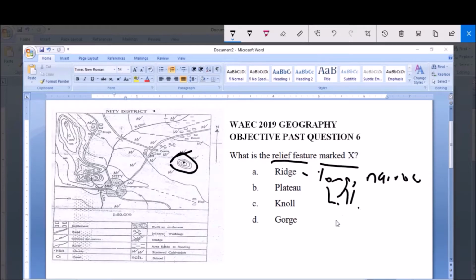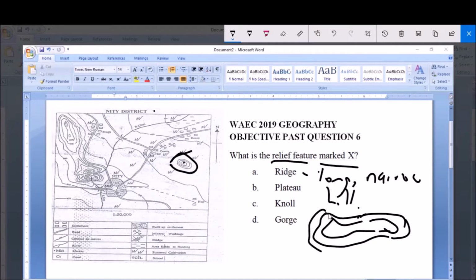It's usually represented by contour lines that are long as well, long rounded contour lines, elongated this way. Then you have a series of them, long and narrow contour lines this way. So that is what a ridge is.